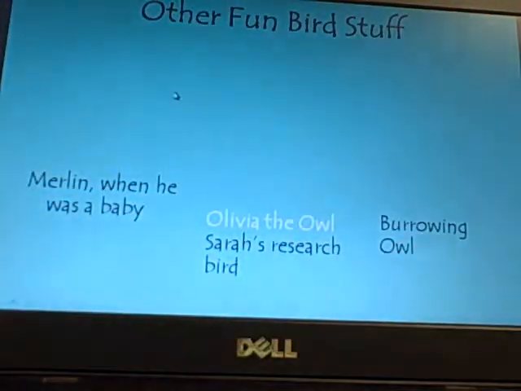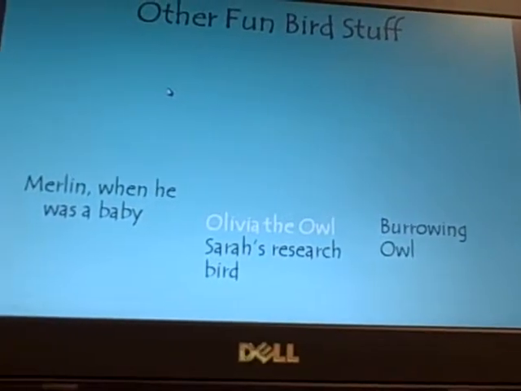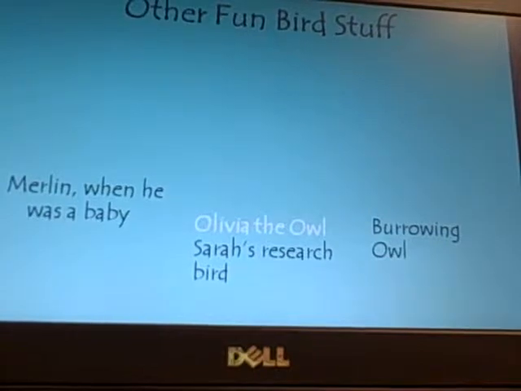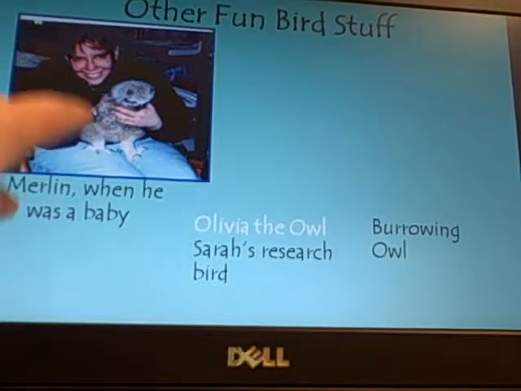Back. So hopefully you can see this is just some other fun bird stuff. I kind of have a thing for birds. You may not have known that, but I do. So this is one of my professor's research owls. His name is Merlin. This is Merlin when he was a baby. I think Merlin looks like an Ewok. And Merlin was quite nice, but he was very cute when he was a little one.